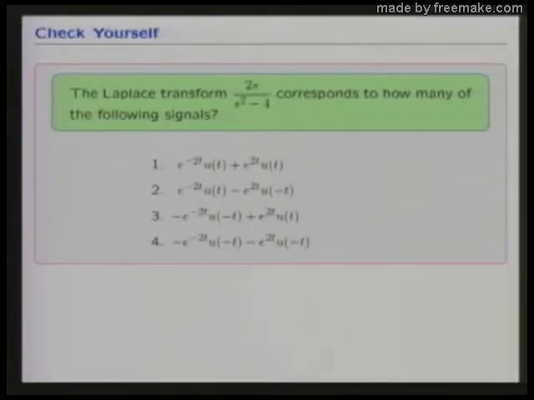Enumerate all possible functions x of t for which that's the transform.